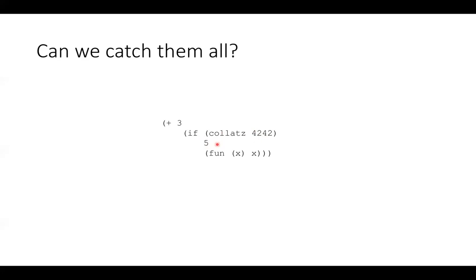But let's suppose, I should probably change this example just a little bit. I apologize. Let's suppose that what we want to know is, does Collatz return in an even number of steps? Instead of Collatz 42, if it's even, then we'll return 5, but if it's odd, then we'll return a function, a closure. Is this program correct? Clearly it might be correct if Collatz returned in an even number of iterations, but it might not be if it was an odd number of iterations.